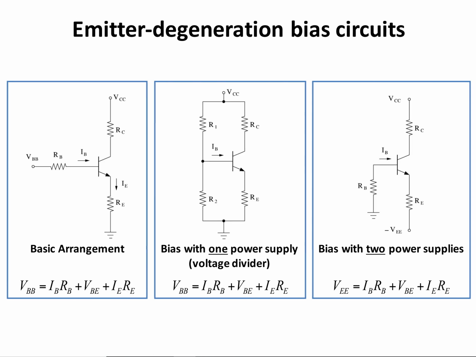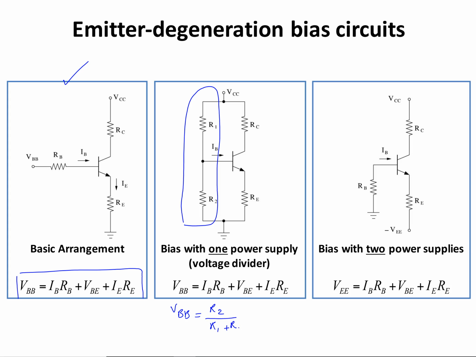So the basic arrangement for the emitter degeneration bias circuit is this one, and we had this base emitter KVL equation before, and you can build that circuit by using a resistive voltage divider network, as you can see here. And if you do so, in this equation, VBB is equal to R2 divided by R1 plus R2 multiplied by VCC.